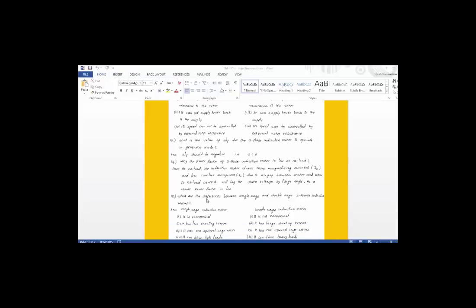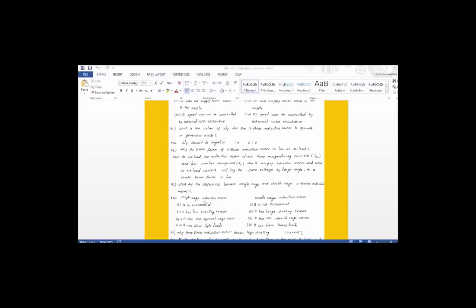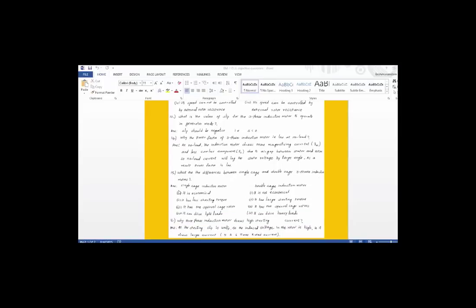15th question. What are the differences between single cage induction motor and double cage three-phase induction motor? Answers. So here we write the single cage induction motor, and here we write the double cage induction motor. Under single cage induction motor, first point, it is economical. Second point, it has less starting torque. Third point, it has one squirrel cage rotor. Fourth point, it can drive light loads.